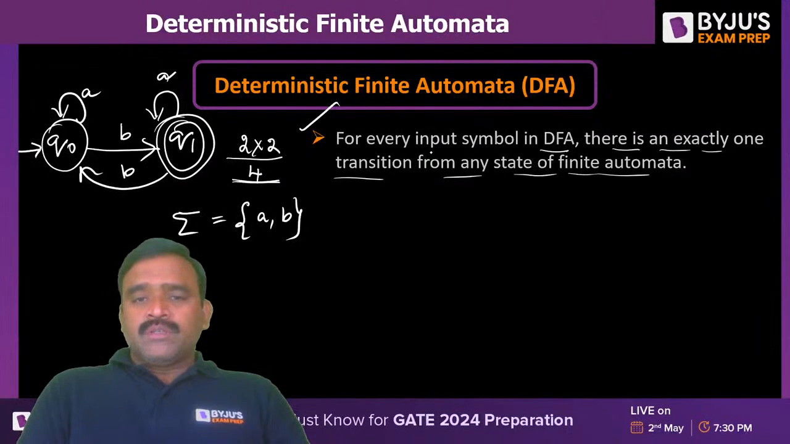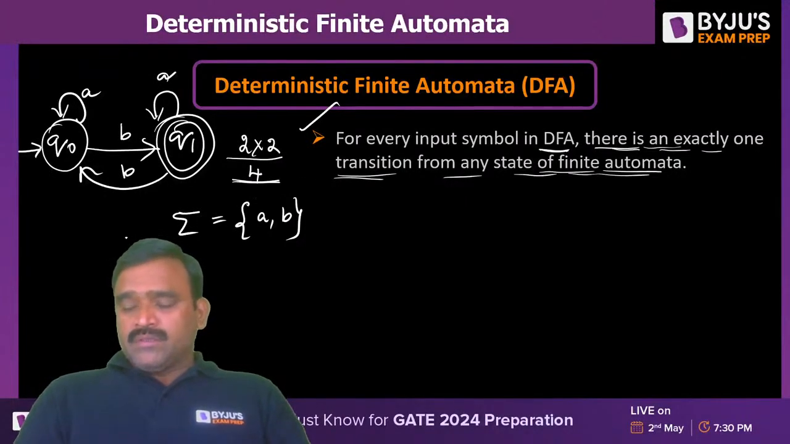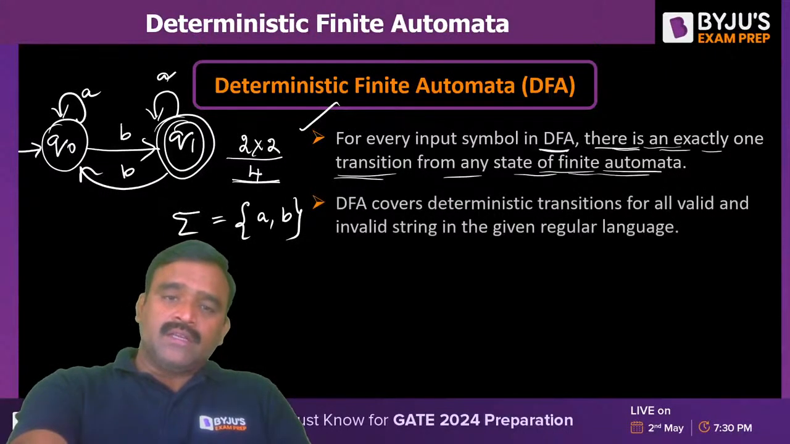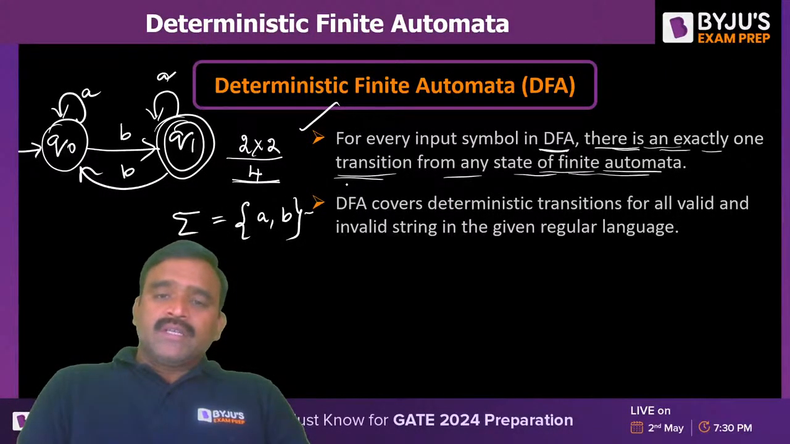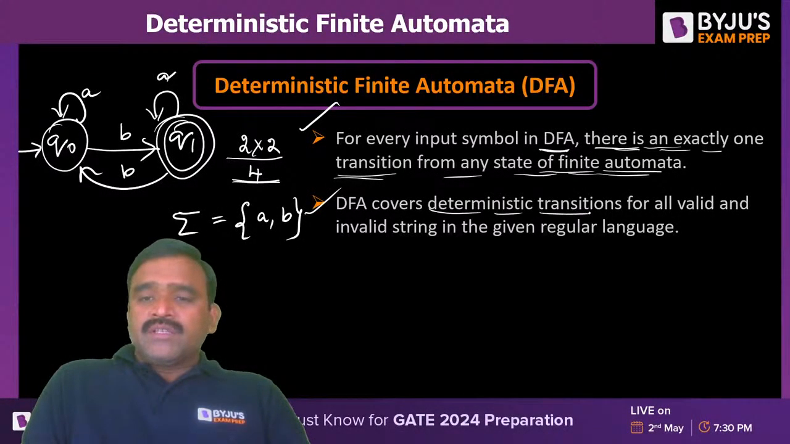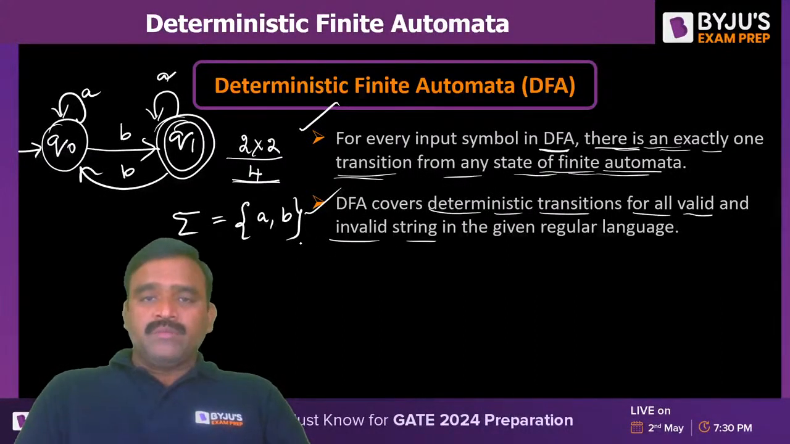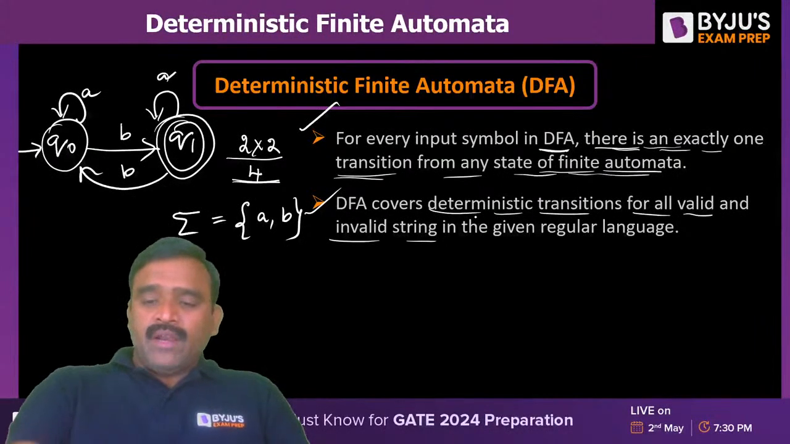So for every input symbol in a DFA, there is exactly one transition from any state of the finite automata. That is what deterministic is. So exactly one transition will exist like that. And DFA covers, as I told you, deterministic transitions for all valid and invalid strings. Invalid in the sense which is not in the language but in the same alphabet for a given regular language.